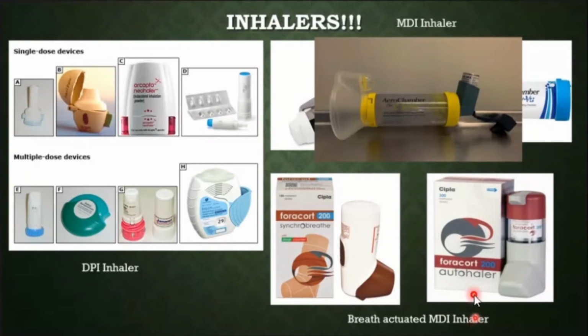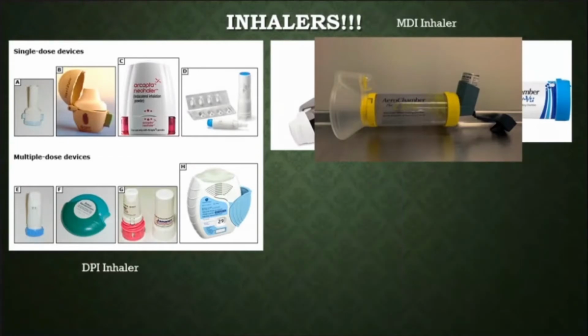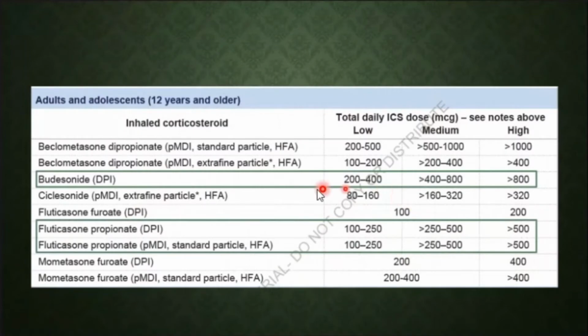Okay, now let's take a look at Foracort. Just remember this one. This is Foracort 200, and this is another example of a Foracort 200, manufactured by Cipla. If you're giving that 200 dose Foracort, one puff once a day is considered a low dose. Even up to 2 puffs once a day, which is what we normally advise, is a low dose of ICS.